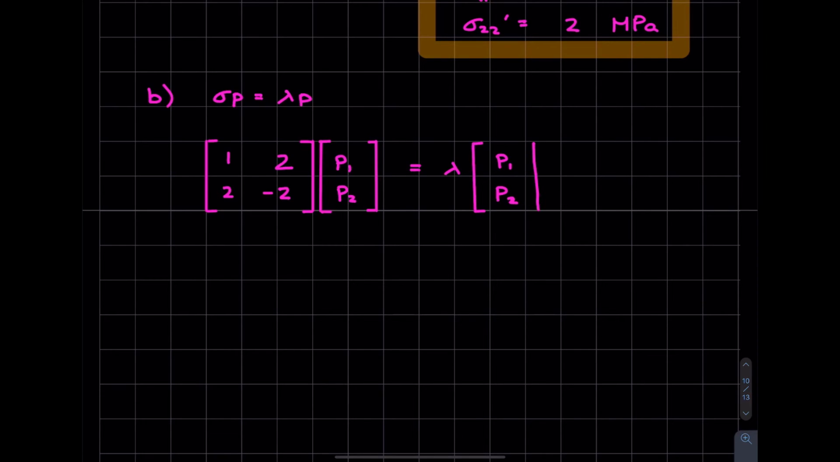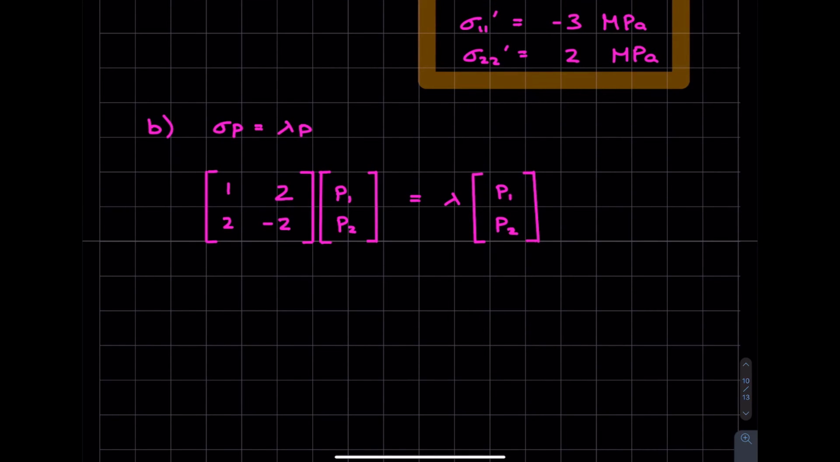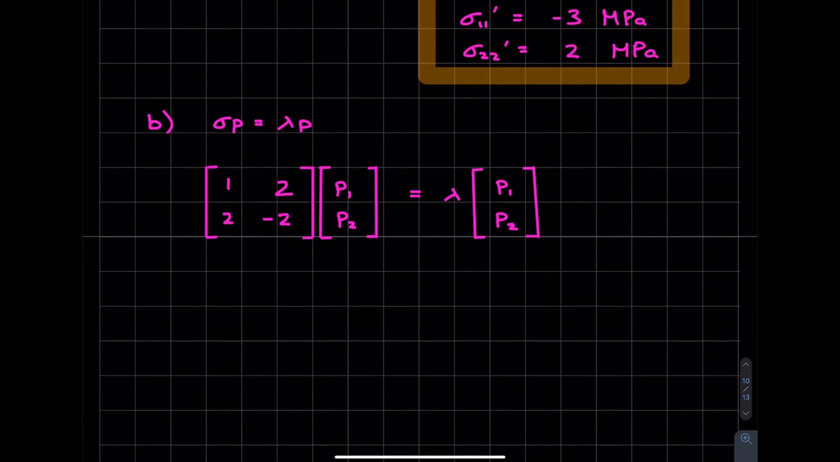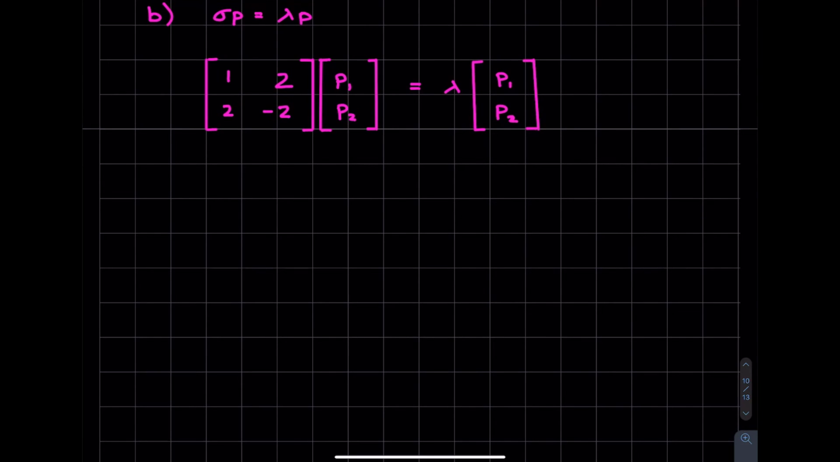So from this general equation, and I say general because I didn't substitute any lambdas in yet, I know what my lambdas are. They're right there. They're negative 3 and 2, but I didn't substitute them in yet because I'm going to come down here and make my equation. So therefore, actually, I'm just going to do the first equation. P1 plus 2 P2 is equal to lambda P1.